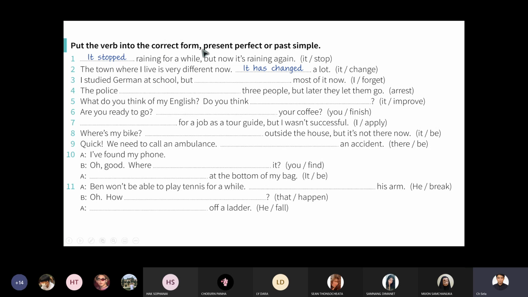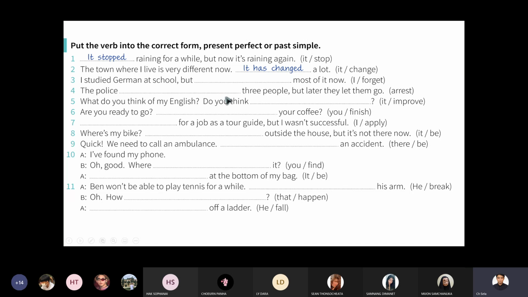Let's do it together. Number one: for this one, you have to put present perfect and past simple. Only present perfect and past simple. Number one, it stopped raining for a while, but now it's raining again. Number two, the town where I live is very different now. It has changed a lot. Now, number three and number four, we're going to do together. Number three, I studied German at school. Studied in the past at school, but most of it now. So what is it?